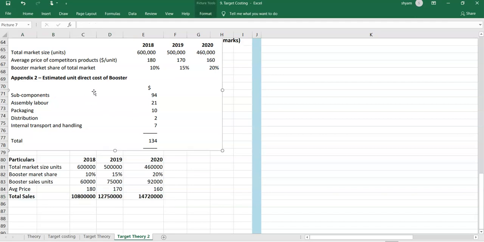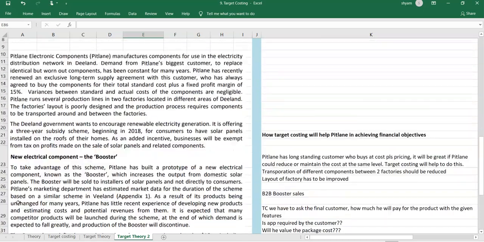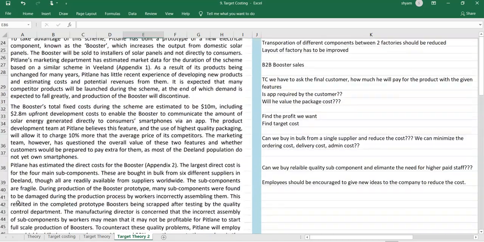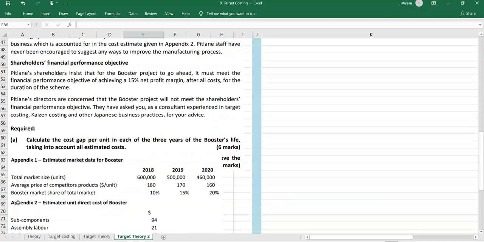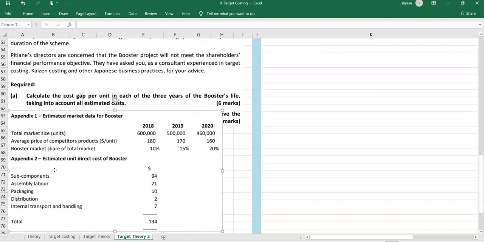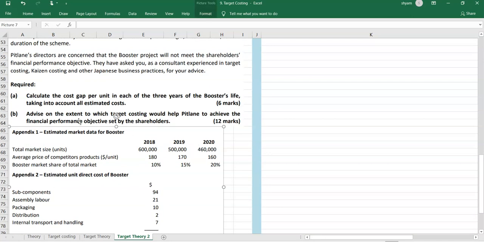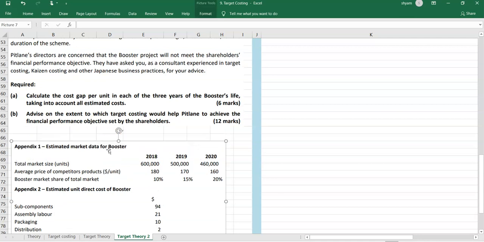And let's see what happens in terms of the estimated cost price. See, the estimated cost price is like this. So let's get the total sales for all the products. I think the question was about computation of cost, target cost gap, but the question wanted us to find advice on the extent to which target costing.